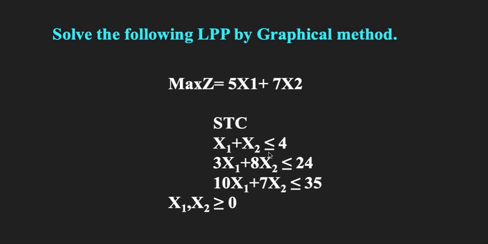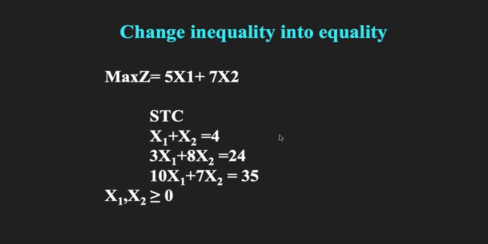So what is the first step here? The first step is to change this inequality into equality. How are we going to change it? We are going to write down x1 plus x2 is equal to 4, 3x1 plus 8x2 is equal to 24, then 10x1 plus 7x2 is equal to 35, x1, x2 is greater than or equal to 0. So here is the step, that is max z is equal to 5x1 plus 7x2. This is how we are going to change inequality into equality.